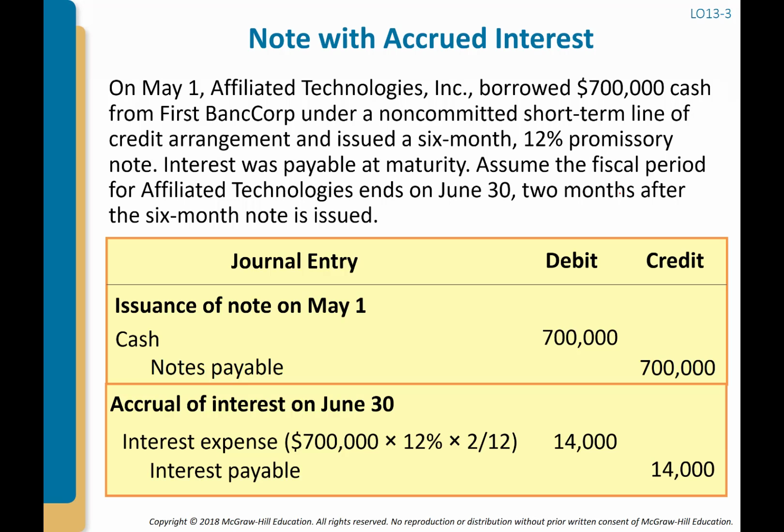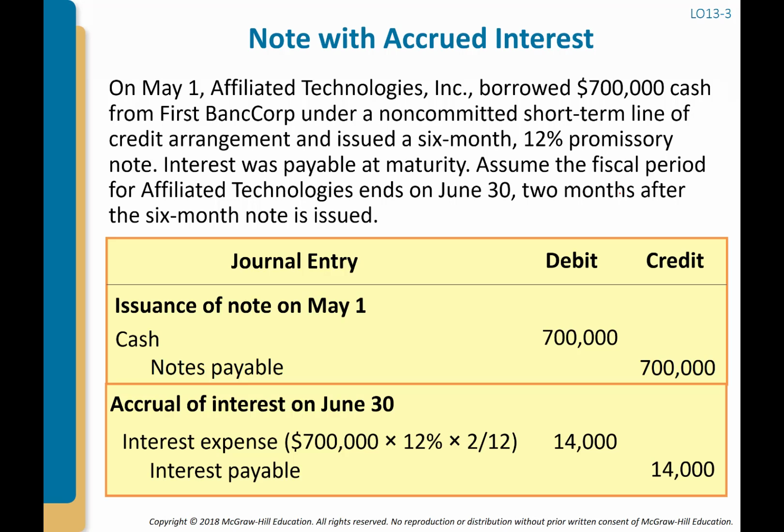Why are they doing this at the end of June in this example? I guess they're assuming that this entity prepares quarterly financial reports, and they were going to go ahead and prepare those after 2 months, right? I mean, you don't have to accrue these. Sometimes you'll see in textbooks they do it every month, whatever. It really depends on the company's accounting policy, their reporting timelines and stuff, right?